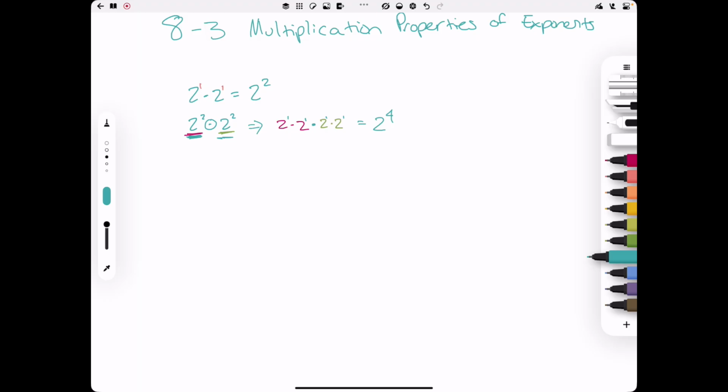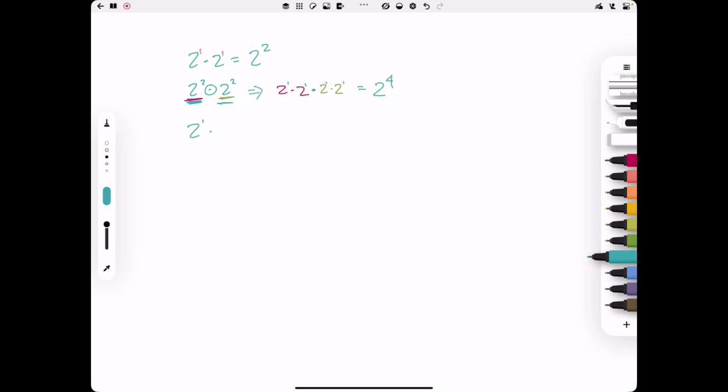What if I were to say 2 to the first? I don't really need the first there, but I'm going to write it for emphasis, times 2 to the second. What does that actually mean? 2 to the third. Right, because this first one is 2, there's the times, and this one is really 2 times 2. So I have 2 to the power of 3. Not really following an actual pattern, I'm just trying to help you see what's happening here.